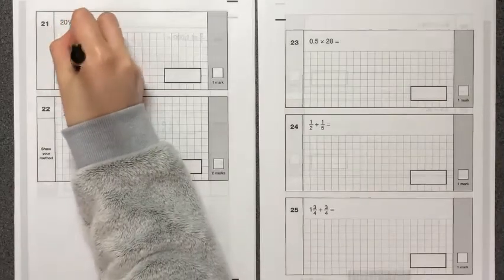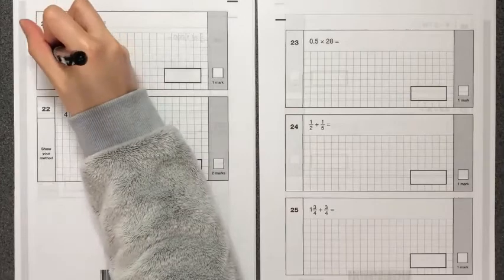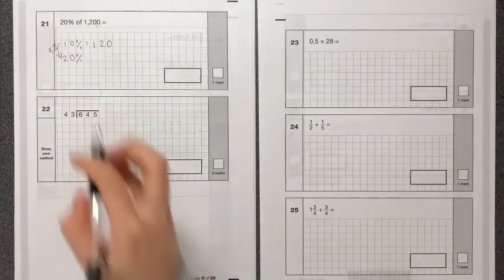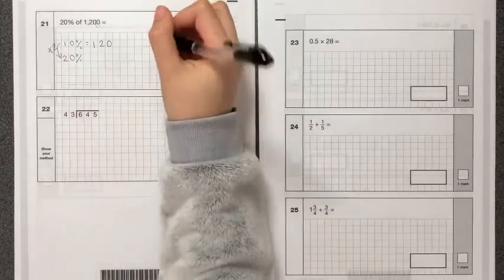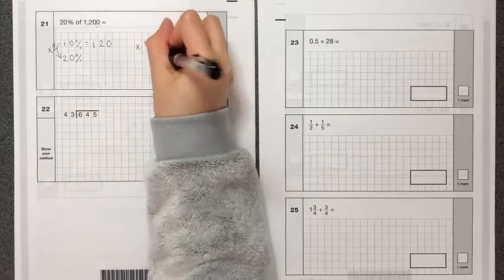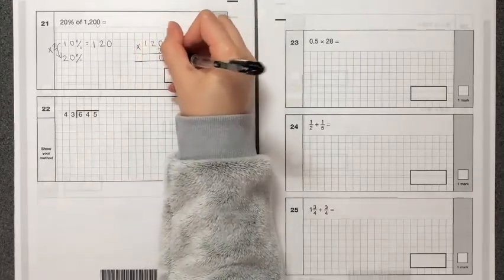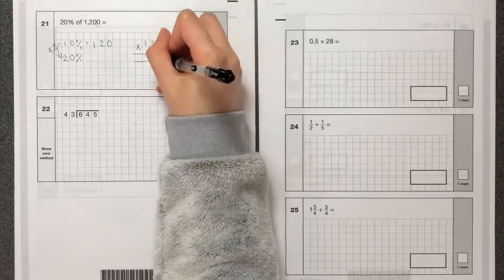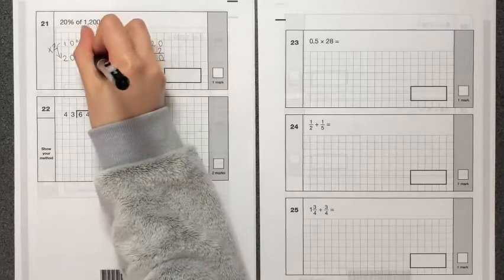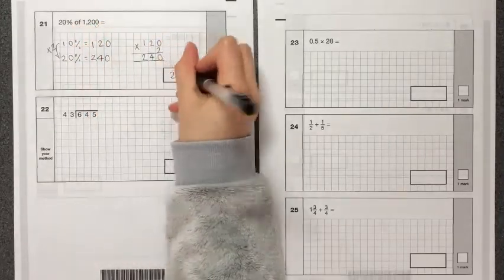To work out 20%, we have to times 10% by 2 to get 20%, so we are going to times 120 by 2. You can either work this out mentally or do a column method like so. 2 times 0 is 0, 2 times 2 is 4, 2 times 1 is 2. 240. That's our answer.